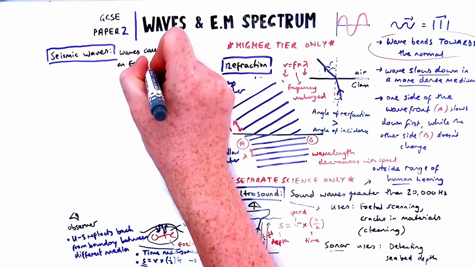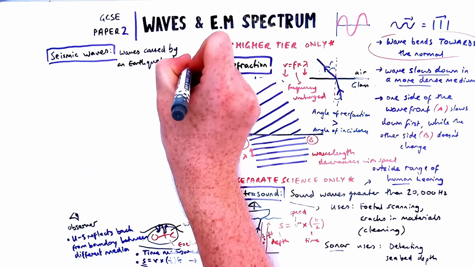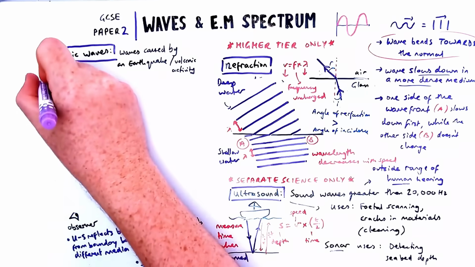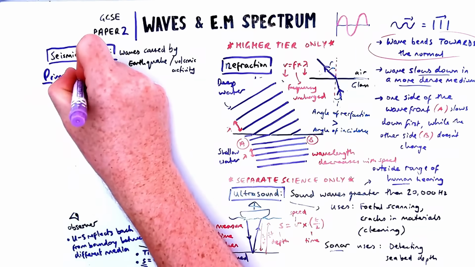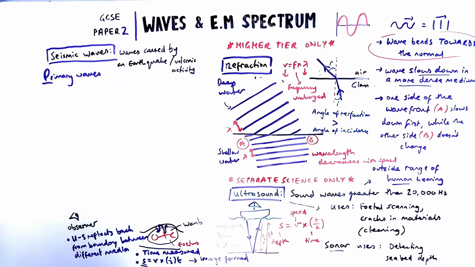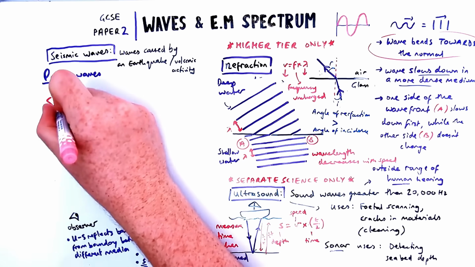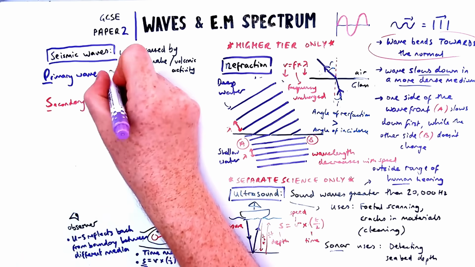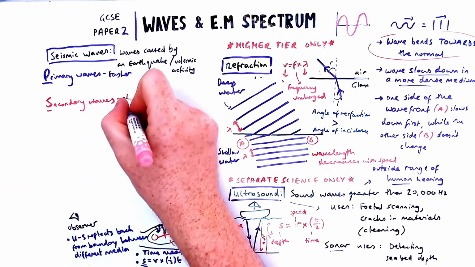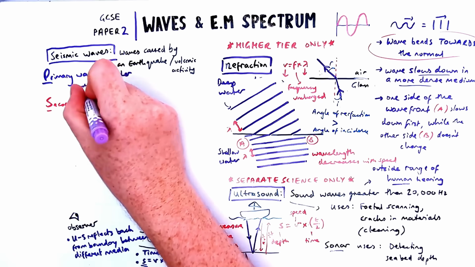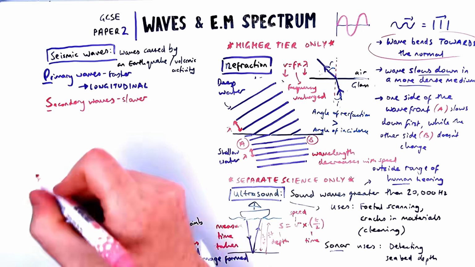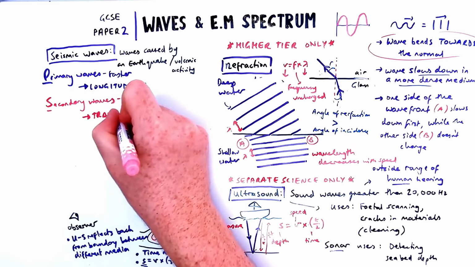Lastly, for this little section, let's look at seismic waves. Seismic waves are waves caused by an earthquake or some sort of volcanic activity. There are two types of seismic waves. There are primary waves, or P waves, and secondary waves, or S waves. As the name suggests, primary waves arrive first, so they're faster. Secondary waves arrive second, so are slower. We need to know that primary waves are longitudinal waves, but secondary waves are transverse waves.